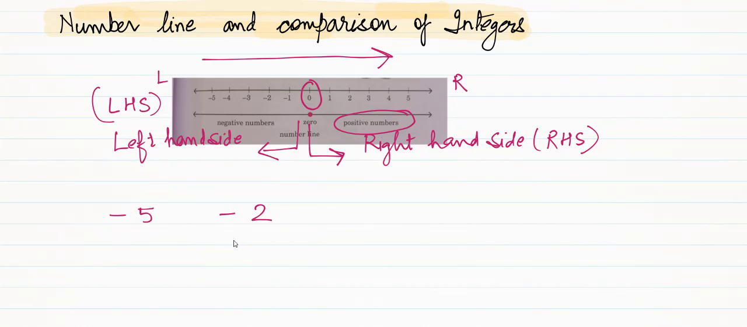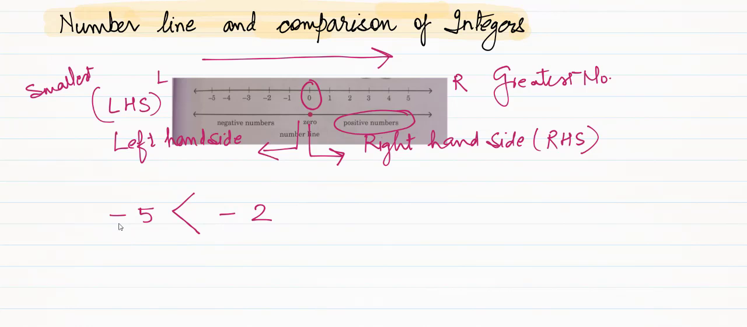So what sign I should place is, as I said to you, the smallest number will be on the left hand side. The left hand side consists of the smallest number and the right hand side consists of the greatest number. So what we can conclude from here, between minus 5 and minus 2: minus 5 is toward the left hand side and minus 2 is toward the right hand side. So definitely we have to open the mouth toward the minus 2, and minus 5 will be the smaller number.